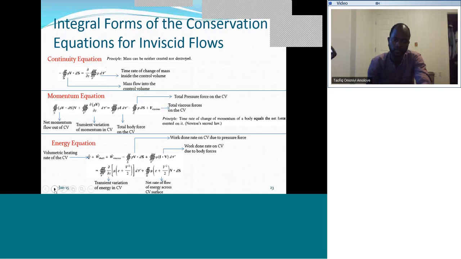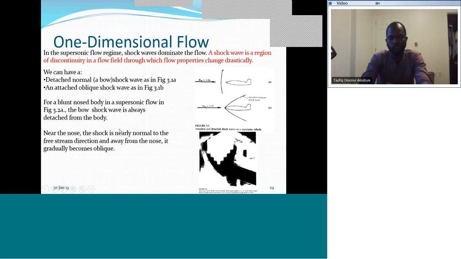We note here that shock waves dominate supersonic flows. And like I said before, a shock wave is just a region of discontinuity in the flow field through which flow properties change drastically. Usually we can have a detached normal shock wave. A detached normal shock wave, such as the one depicted in figure 3.1a, is called a bow shock. A bow shock, because it looks like a bow, you know, the arrow and bow thing. So that is a bow shock.